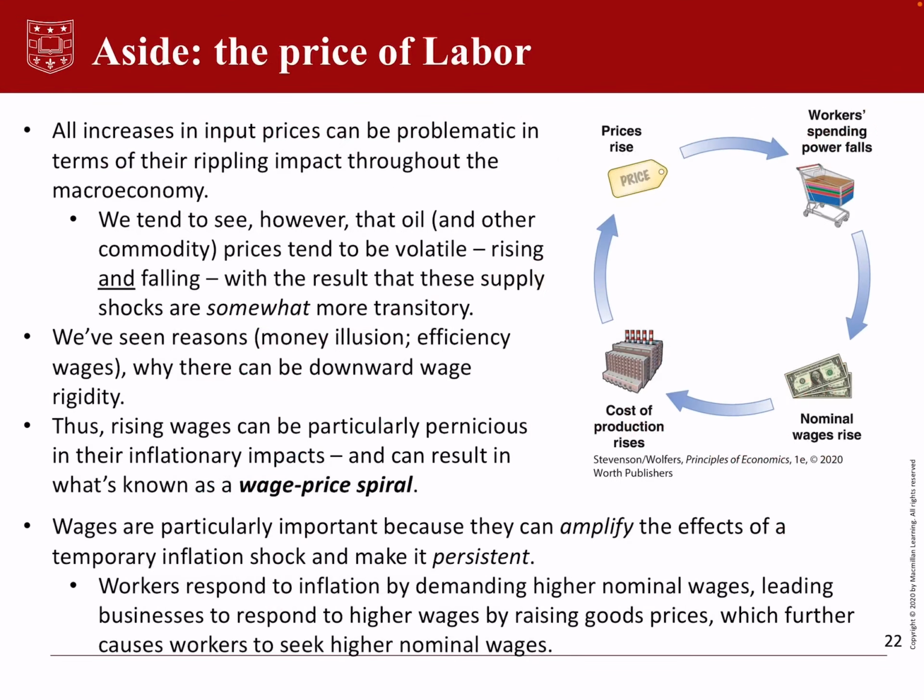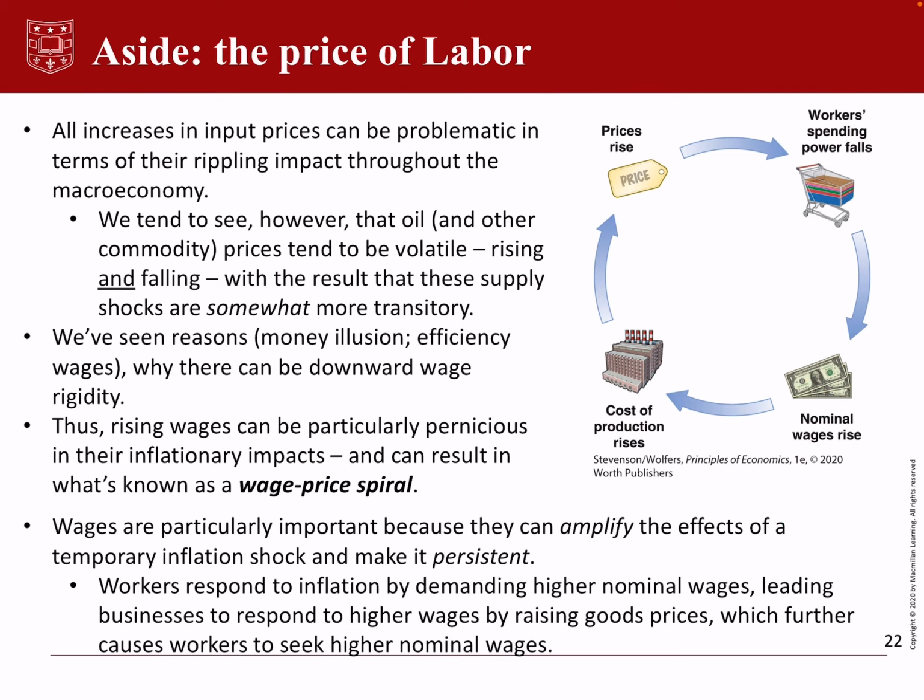Talk about a particular problem that can arise in an inflationary environment, especially when we have these supply shocks. All increases in input prices can be problematic in terms of the way in which they ripple through the macroeconomy. But one of the things that we tend to observe is that when the initial shock in the economy comes through, say, commodity prices, particularly oil and gas and other energy prices, those tend to be somewhat volatile, rising and falling, with the result that those kinds of supply shocks are somewhat more transitory.